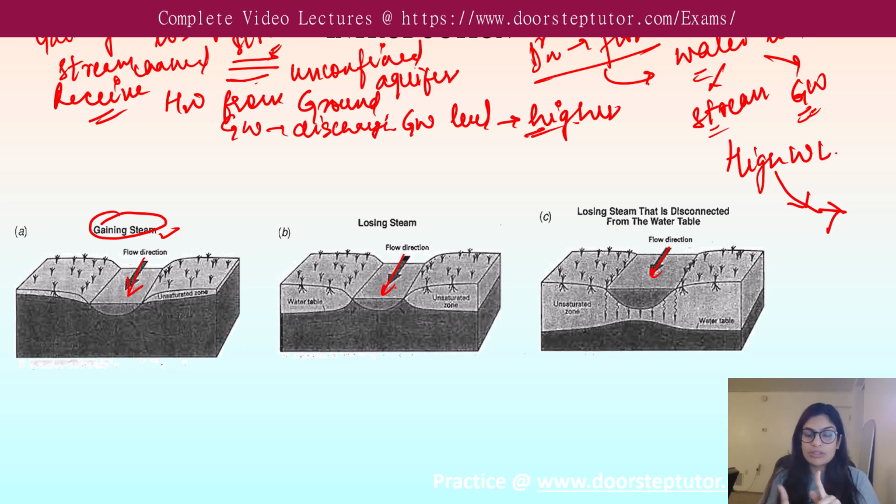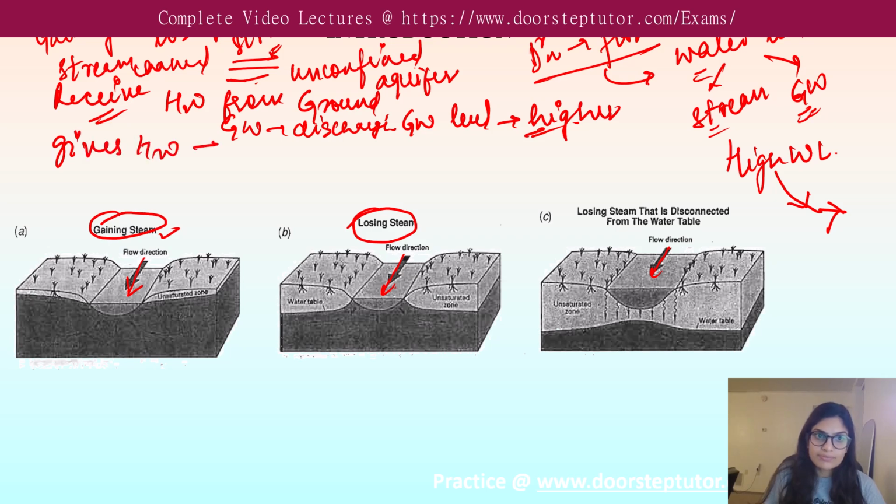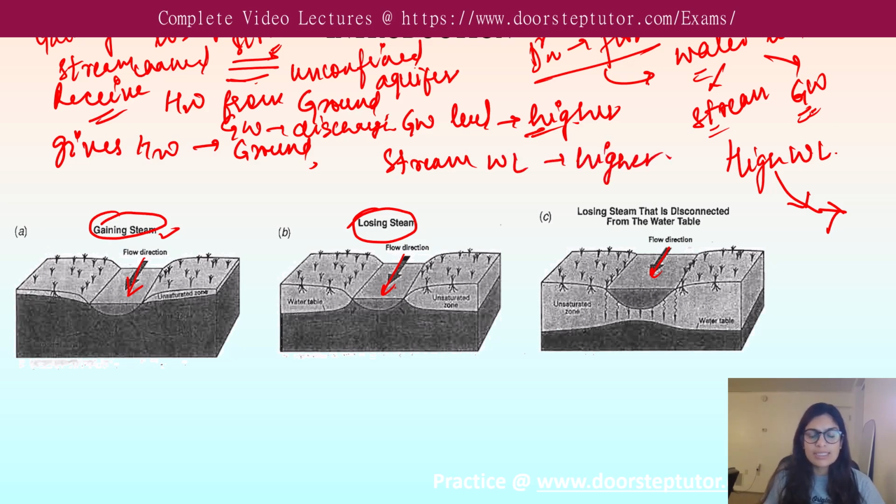This is the terminology which I'll use. Now if I talk in terms of a losing stream, what will happen? Because the stream is losing, that means it is giving water to the ground. And when is this going to happen? When the stream's water level is higher than the groundwater level. Now this is easy. So that means it is causing the stream water to seep into the ground and recharge the aquifer.